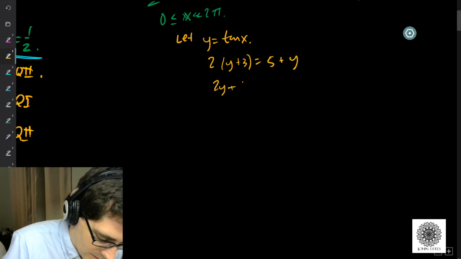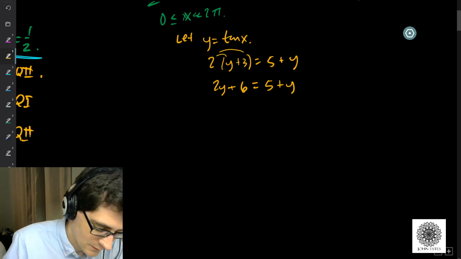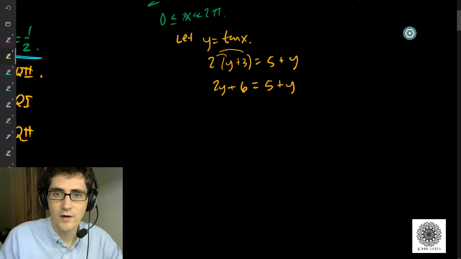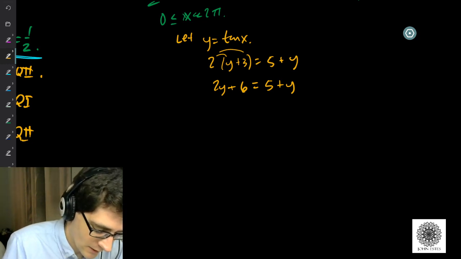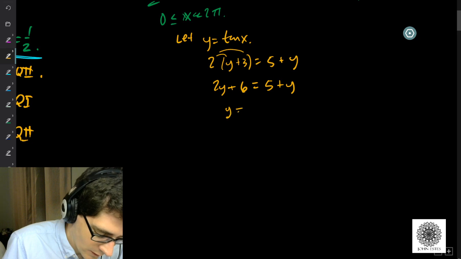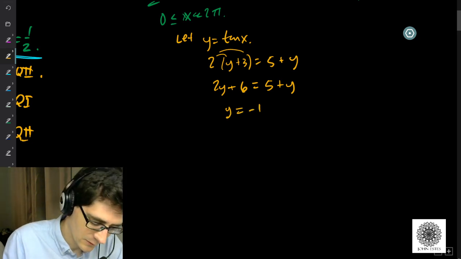Let's see, we get 2y plus 6 equals 5 plus y, right? You had to distribute the 2 to the y plus 3, right? And now we get the y by itself, everything else on the other side. So let's see, subtracting y from both sides, I end up with 1y equals, subtracting 6 from both sides, 1y equals -1.